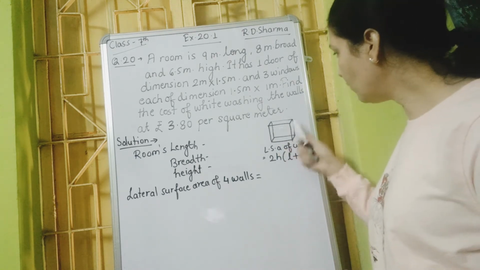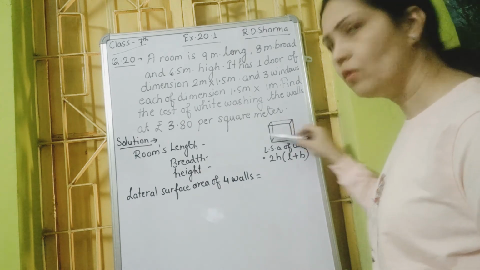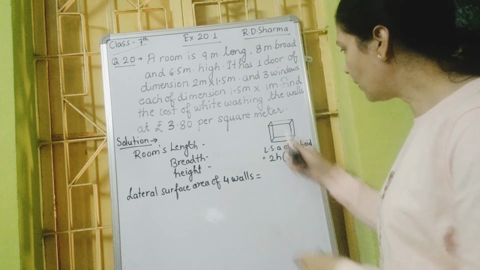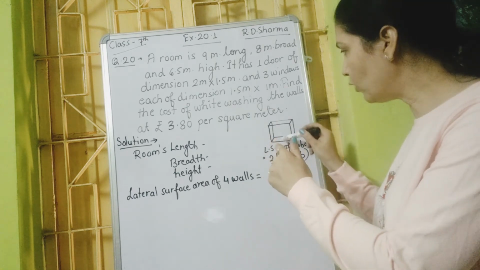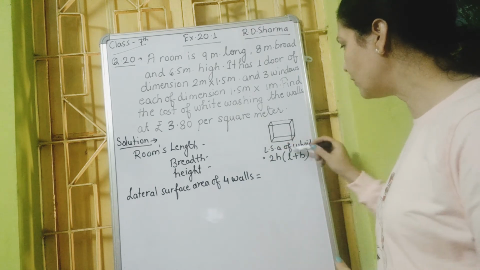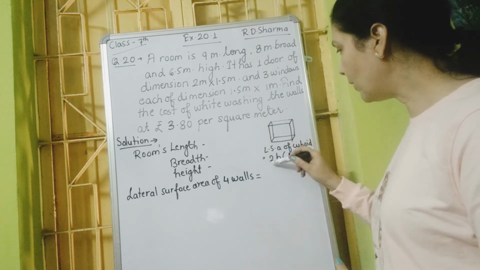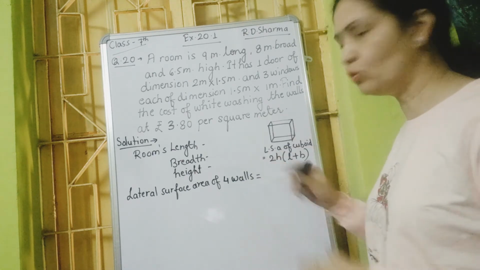Okay, so here we will find out the lateral surface area. When we are just talking about the 4 walls of the room, if you compare it with a cuboid, that is called the lateral surface area, in which we don't include the floor and we don't include the roof. So the lateral surface area of a cuboid, the formula is 2H(L plus B). The same formula we are going to use.